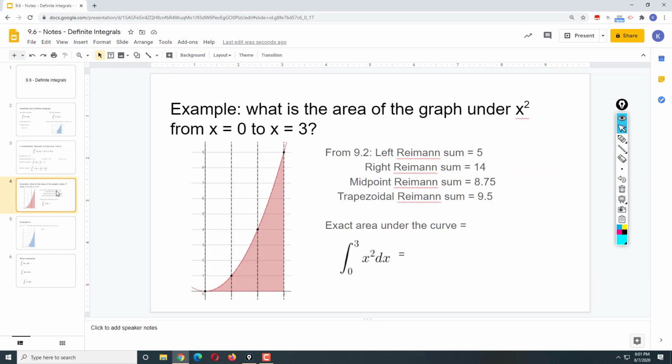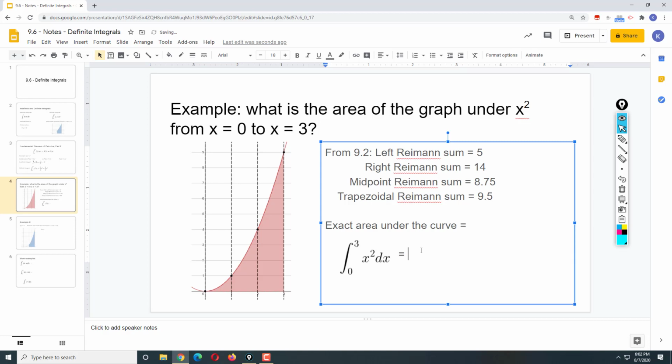Another example. What is the area of the graph under x squared from x equals 0 to x equals 3? In lesson 9.2, we evaluated various Riemann sums to approximate this area. With the left Riemann sum, we found 5, right Riemann sum, we found 14, midpoint Riemann sum is 8.75, trapezoidal Riemann sum 9.5. But now we are ready to find the exact answer, the exact area under the curve. That's just equal to the definite integral from 0 to 3 of x squared dx.